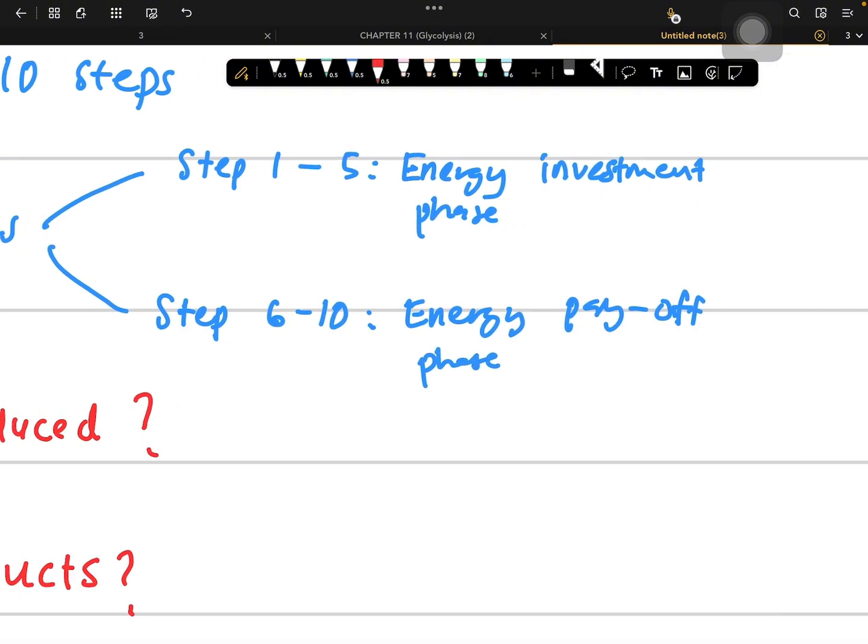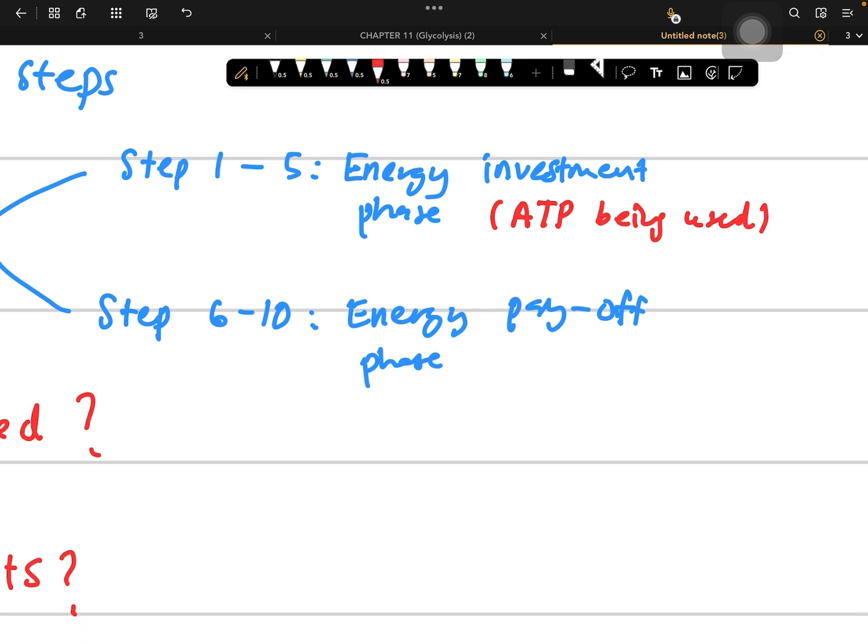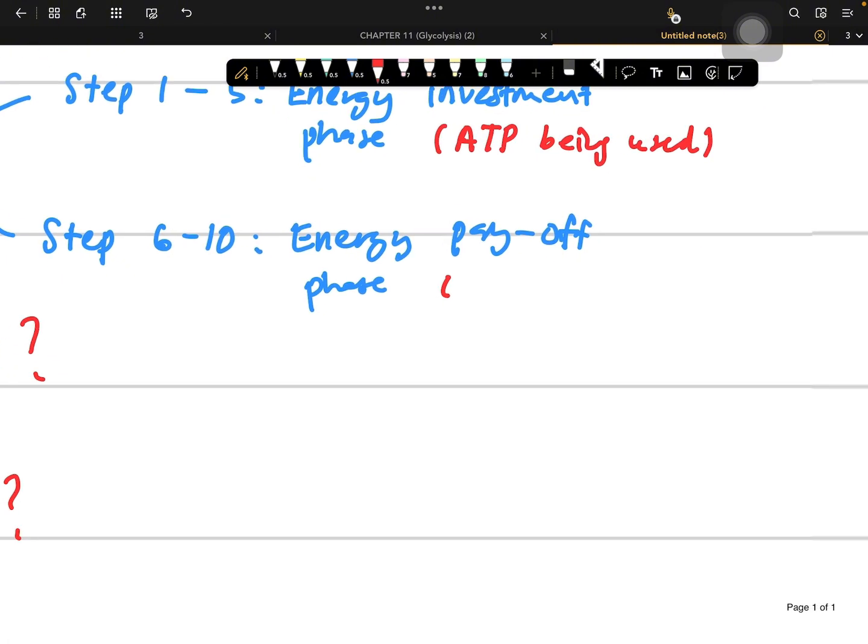In steps 1 to 5, the energy, adenosine triphosphate or ATP, is used. So ATP is used to activate, to make the molecules become reactive. And then from steps 6 to 10, energy is produced.